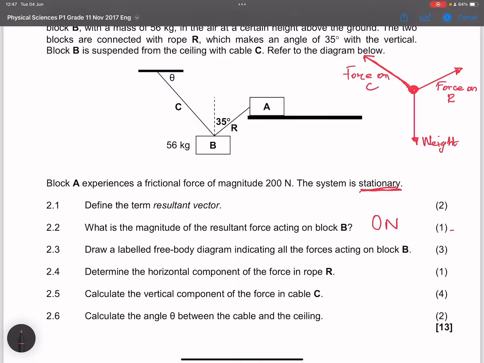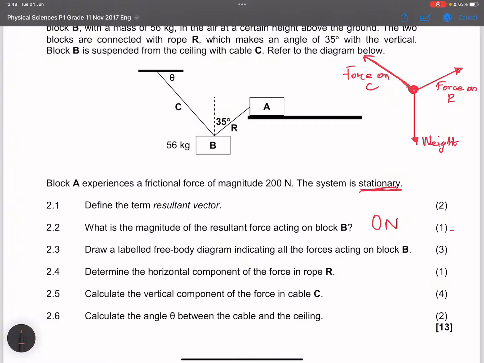And by the way, please remember that the mark allocation would tell you how many forces you need to have on that diagram. They said determine the horizontal component of the force in rope R.